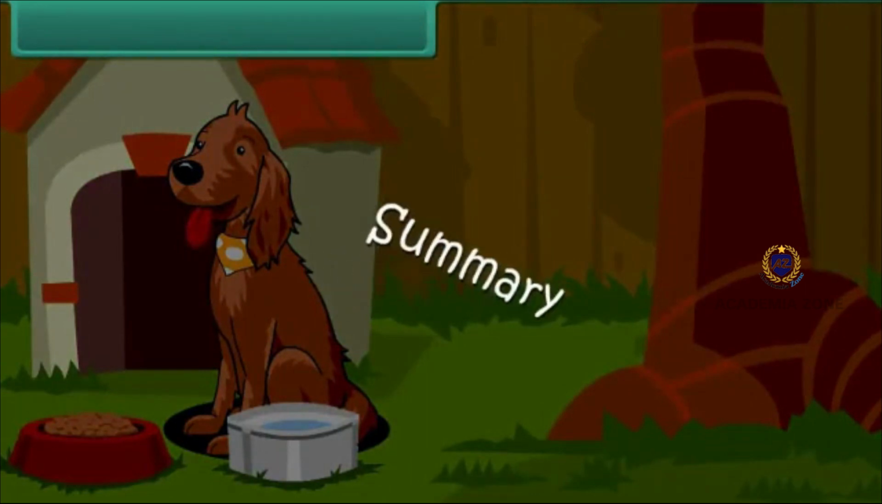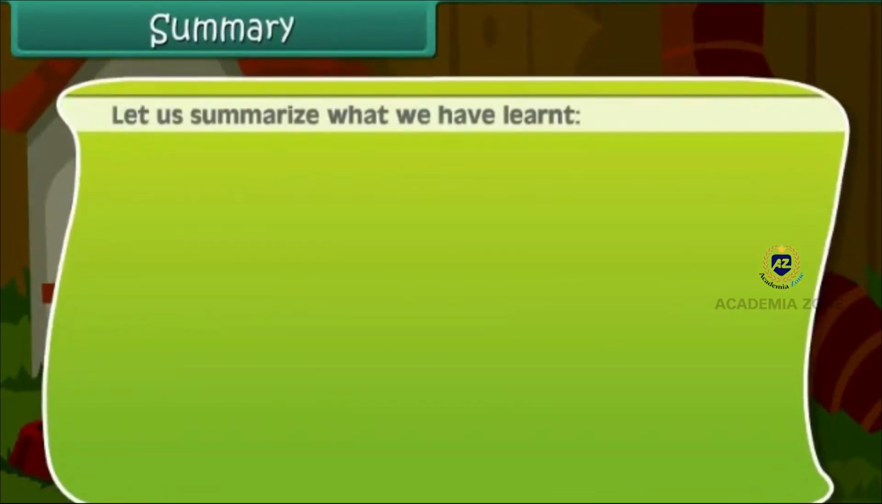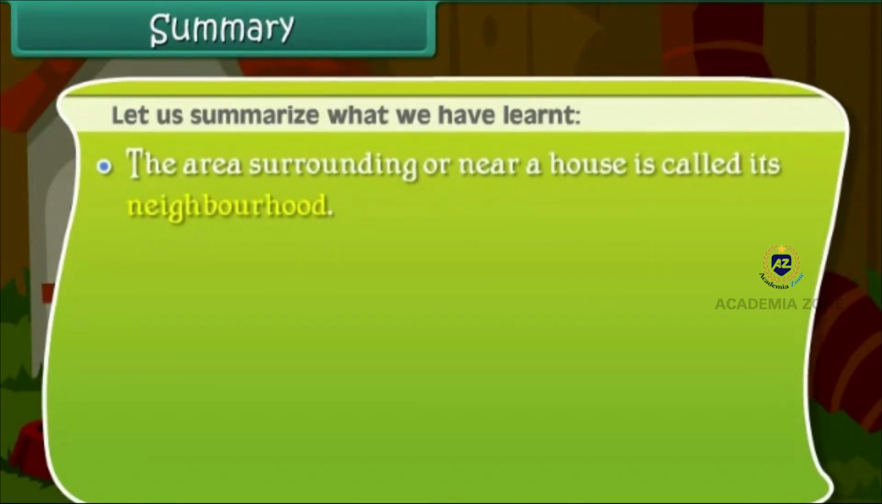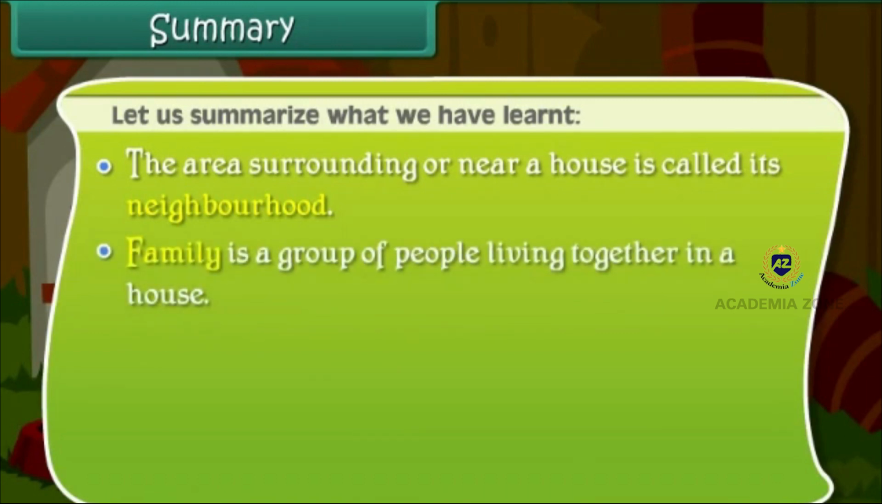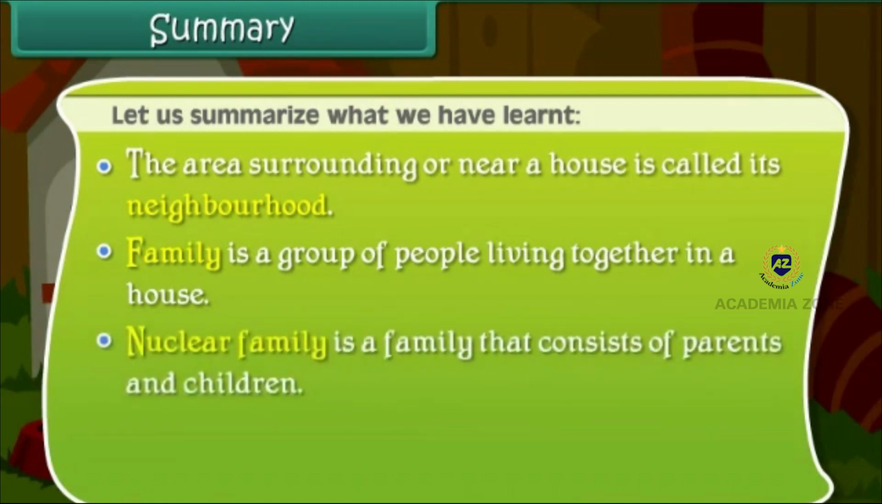Summary. Let us summarize what we have learned. The area surrounding or near a house is called its neighborhood. Family is a group of people living together in a house. Nuclear family is a family that consists of parents and children.